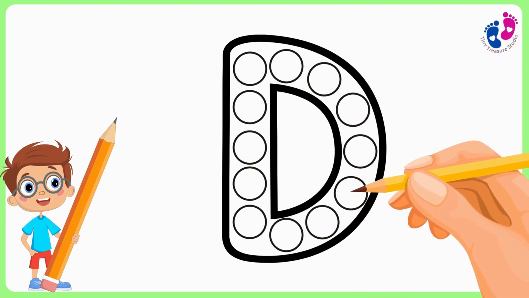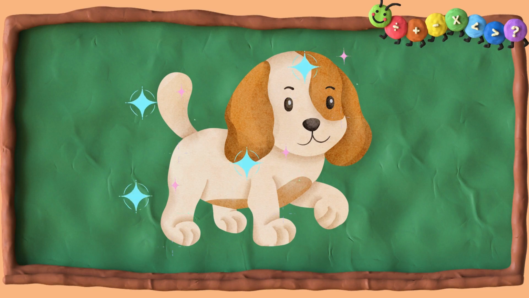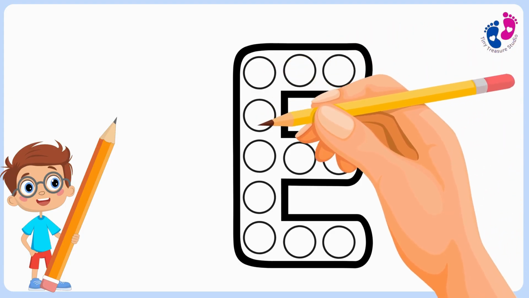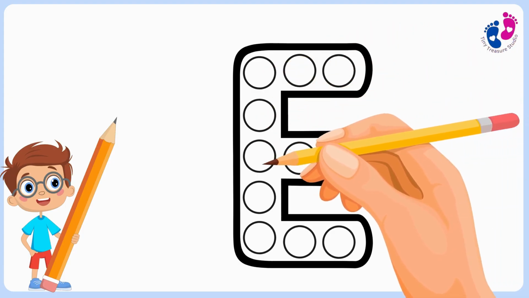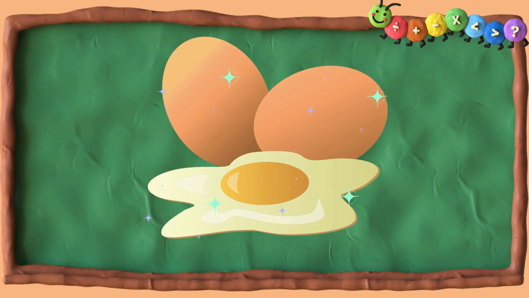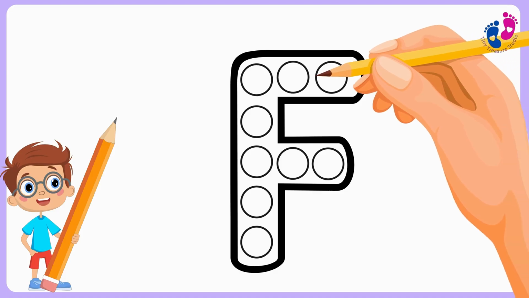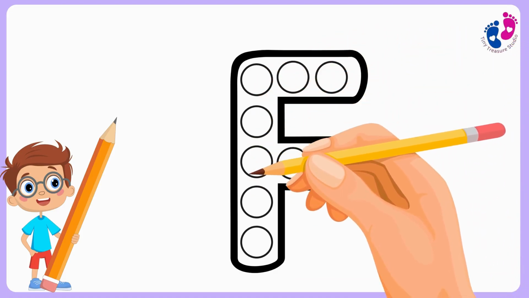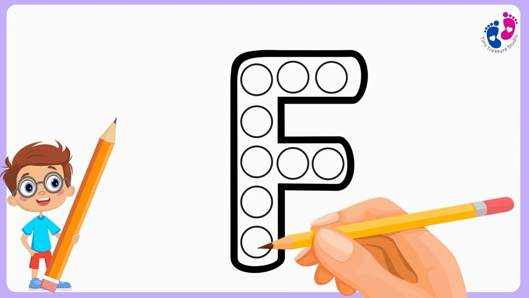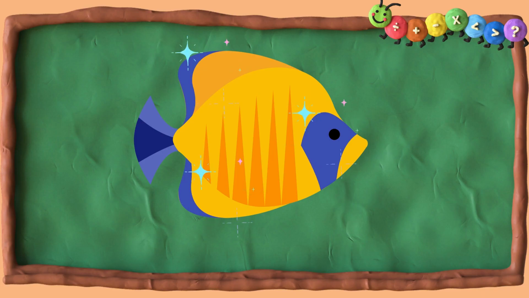D. D is for dog. E is for egg. F. F is for fish.